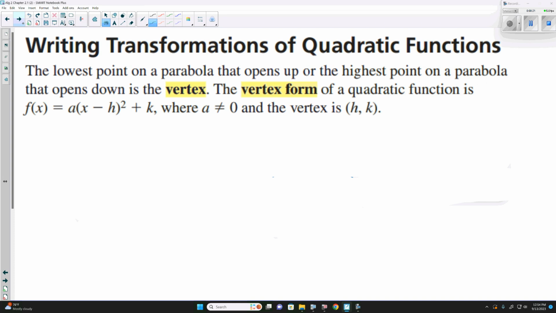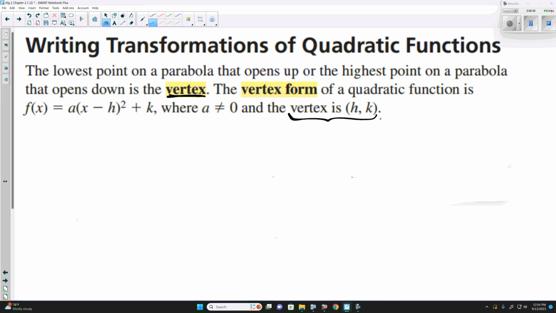What we're looking at today is writing transformations of quadratic functions. The lowest point on a parabola that opens up, or the highest point on a parabola that opens down, is the vertex. And the vertex comes in the form (h, k).